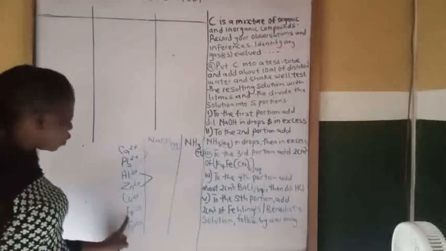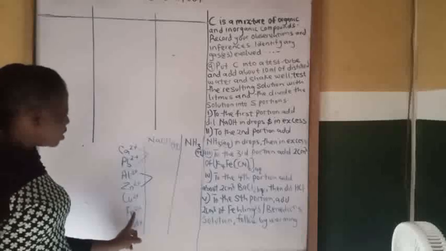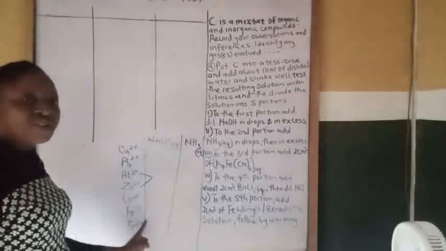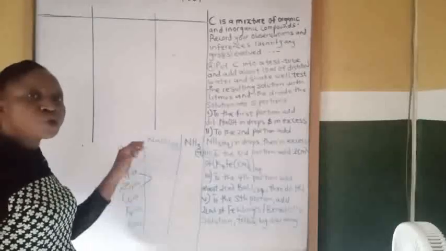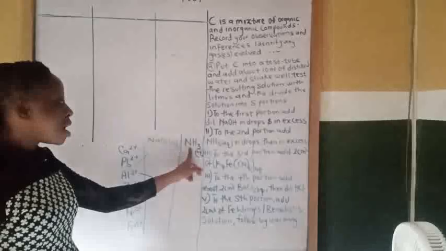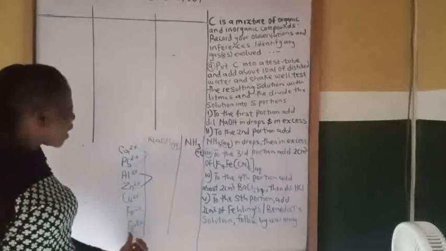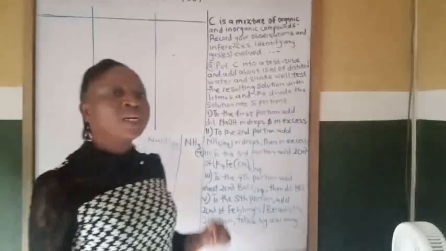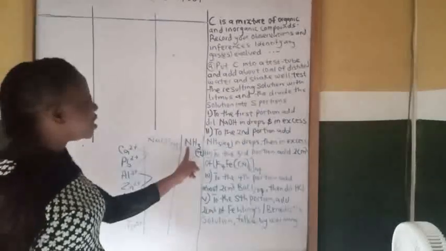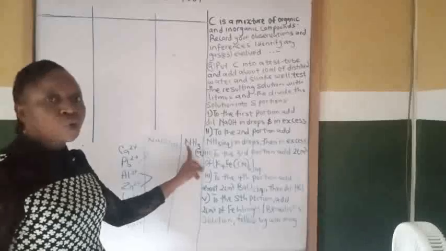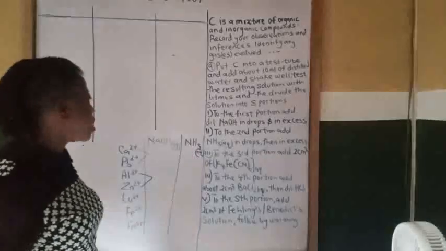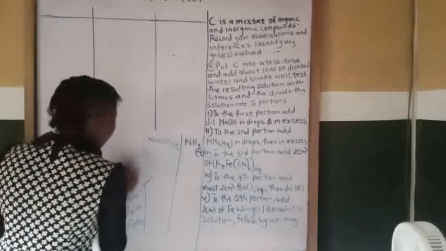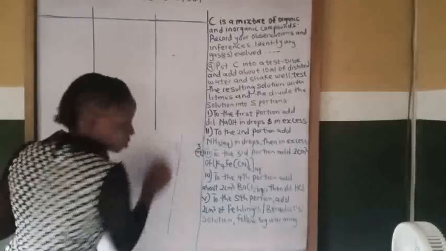So let's look at iron. Don't forget that iron(II) will give us a dirty green precipitate. When you add ammonia, it will still give you dirty green, which will remain insoluble in drops and in excess aqueous ammonia. Likewise, iron(III) will give you a reddish brown gelatinous precipitate, which will remain insoluble in excess aqueous ammonia.